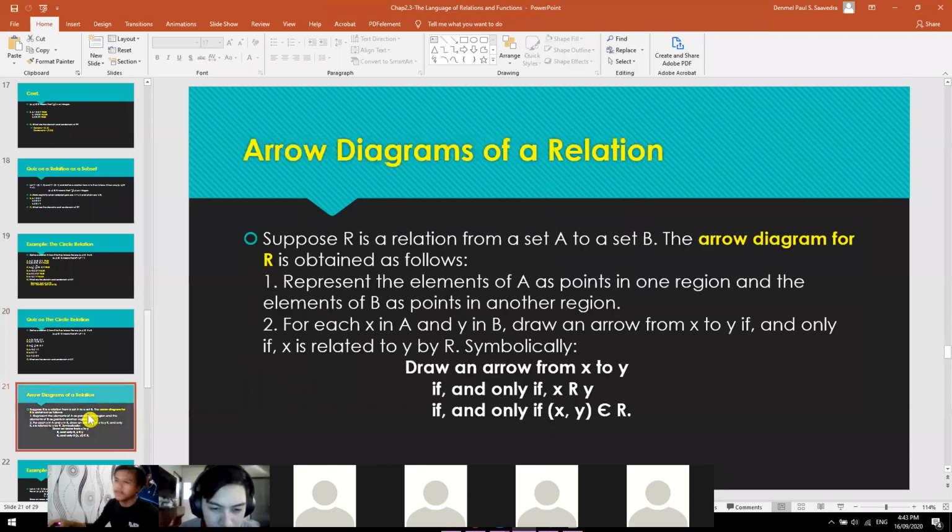Okay, so next one is arrow diagrams of a relation. Okay, so in arrow diagrams, gagamit na kayo ng mga arrows. Supposedly, magdodrawing na kayo dito. Pero since online distance learning na nga to, pre-made na yung mga sagot or hindi na kayo magdodrawing mismo. Hindi kasi kayo pwede makapag-draw sa canvas eh.